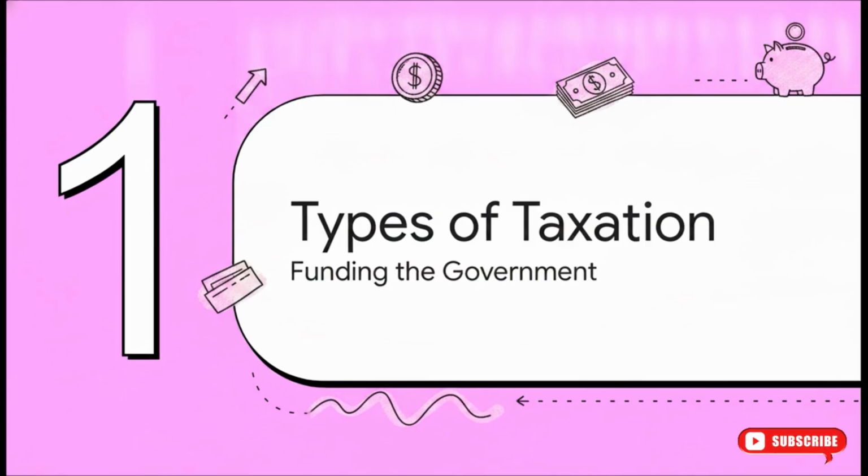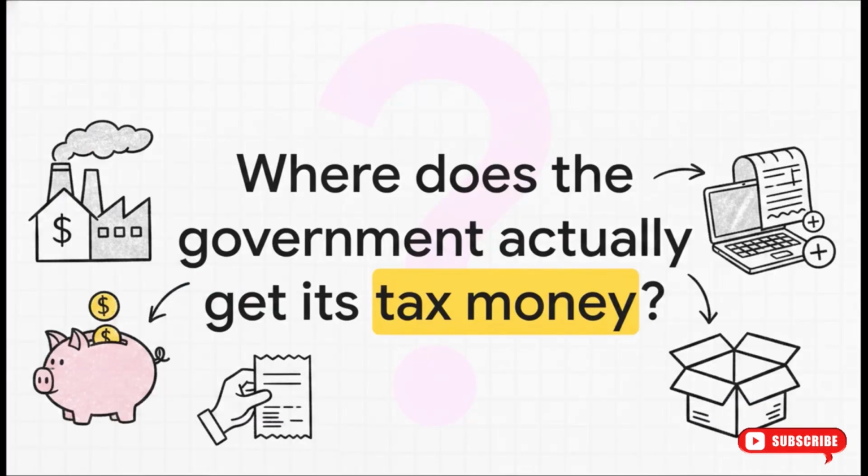Where does the government get its money? Okay, before we can even talk about how a government spends money to influence the economy, we really need to understand how they collect the funds to run the country in the first place. Think about it for a second. Where does the government actually get its money? Well, it comes from us, from you, from businesses, from trade.